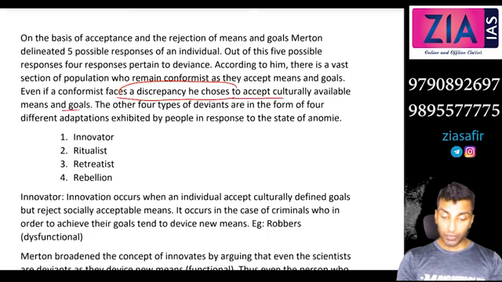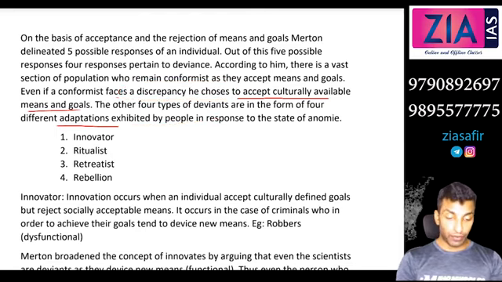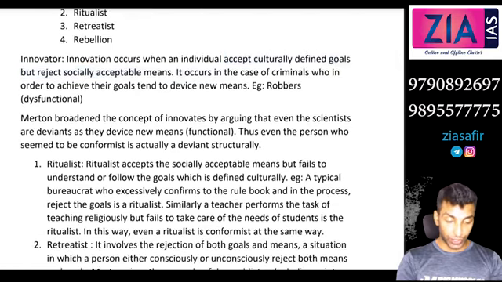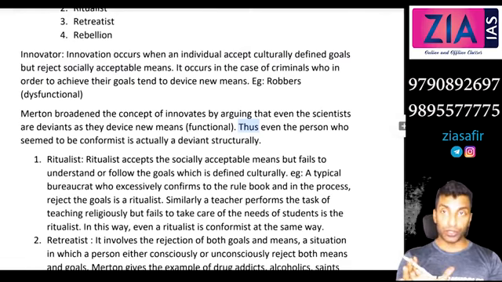The other 4 types of deviance are in the form of 4 different adaptations exhibited by people in response to a state of anomie: innovator, ritualist, retreatist and rebellion. You should know these names, you should be writing the names. You need to explain, and you also need to draw the table.